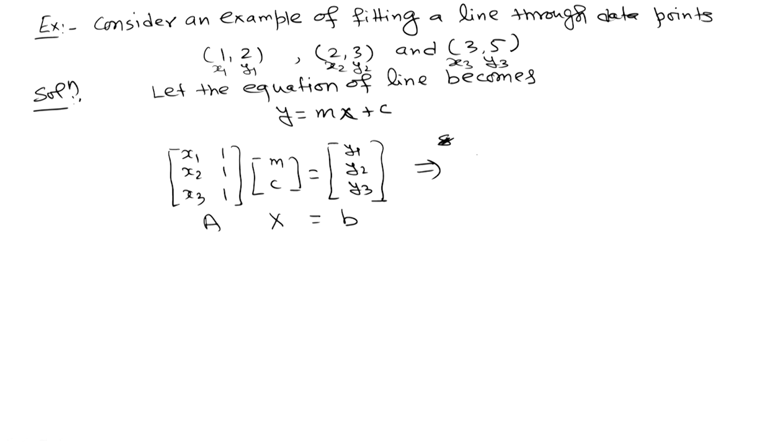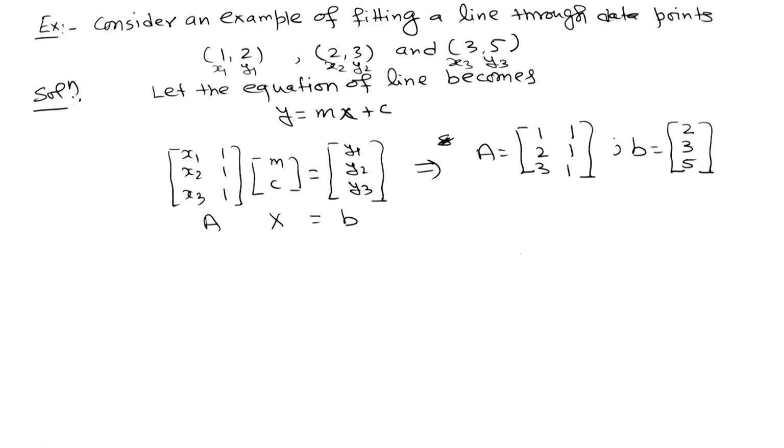then my matrix A will become [1 1; 2 1; 3 1], since x1 is 1, x2 is 2, x3 is 3, and b, that is the right hand side vector, will be [y1; y2; y3]. Now I need to find the values of m and c. It is an overdetermined system.